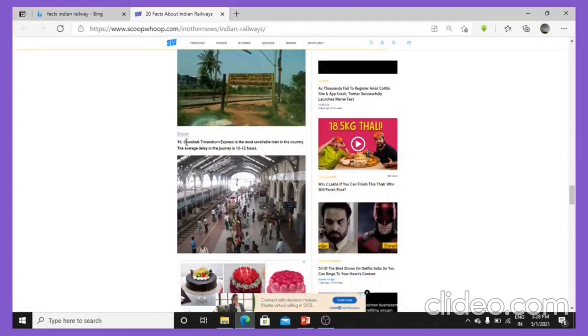Now this one, you can see this one. Guwahati Trivandrum Express is the most unreliable train in the country. The average delay for this train is between 10 to 12 hours. So imagine if you just got on station and you know that train is going to be 10 hours late or 12 hours late, how disappointed you will be. Yeah, so that was one again funny fact.